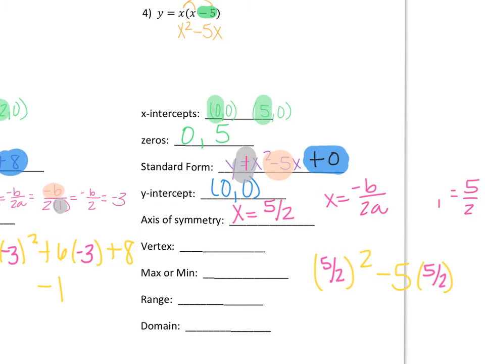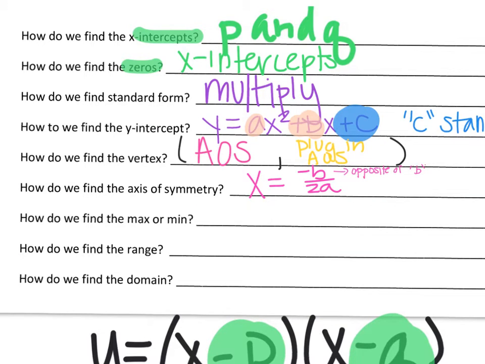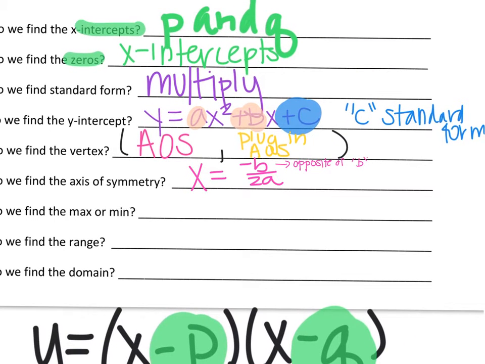And if I type all of this in the calculator, my 5/2 squared minus 5 times 5/2, it is going to give me as my answer -25/4. So my vertex in this case would be the ordered pair (5/2, -25/4). So the next part, my max or min and my range, these two pieces actually go together.